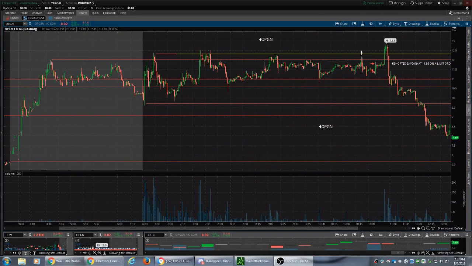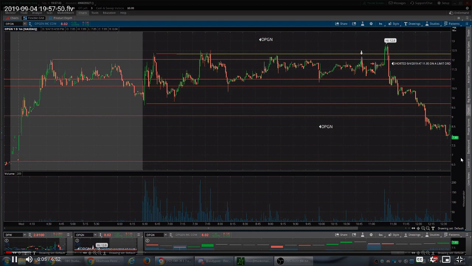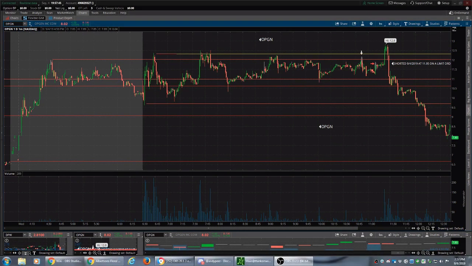Hey everyone, how are you doing today? I am going to go over my trade on OPGN. So you're looking at my screen right here. The gray is pre-market, of course. You see it started gapping up over here, and I drew some lines. You can see all my red lines across right here. The lines represent resistance and support. And then here's another one for some more support.